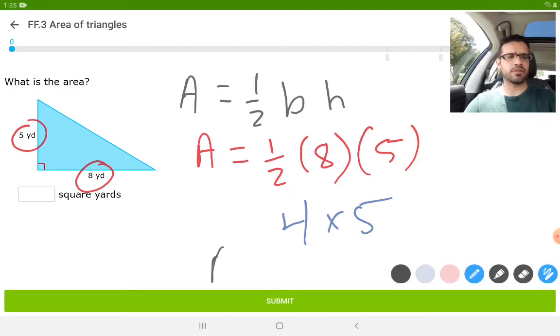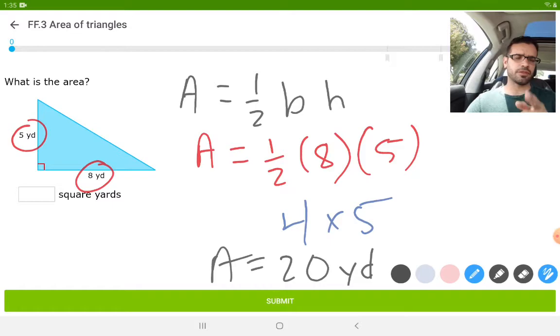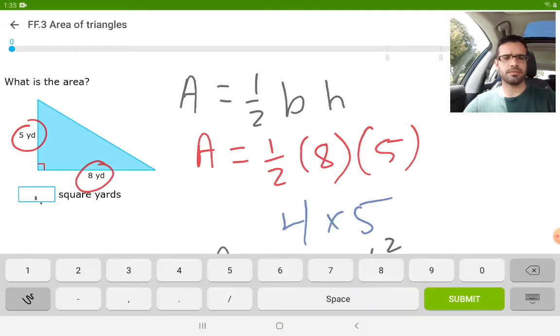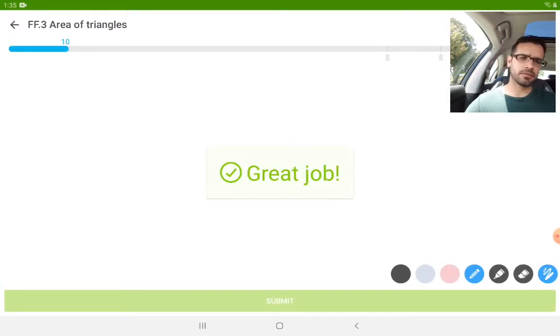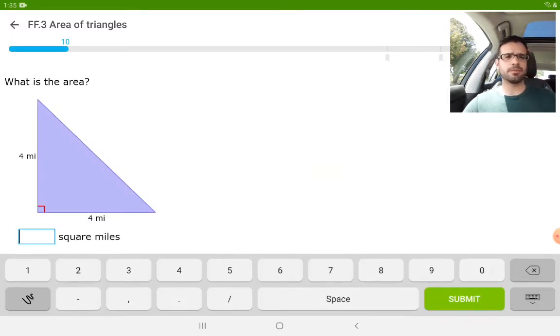Therefore, our answer is going to be area equals 20, and they tell us it's yards. So don't forget to write that in, and squared, because area is always squared. So we're gonna plug in 20 as our answer. Hit submit, keep it pushing. Let's look at another example.